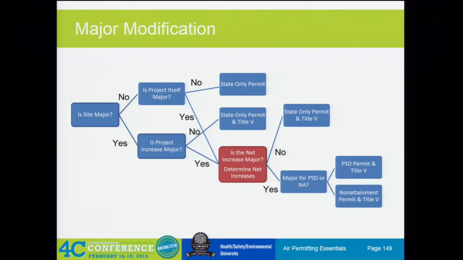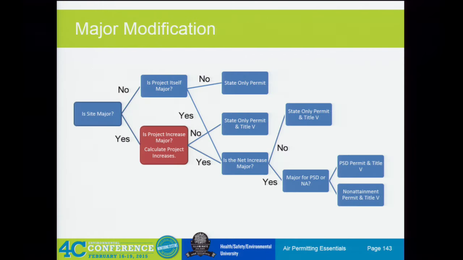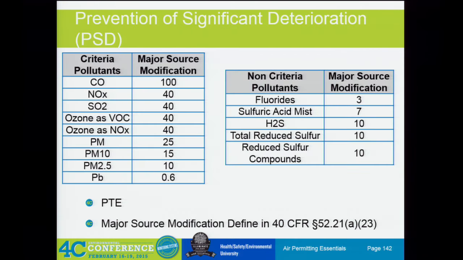Whereas PSD, let's make sure I found the right one. So for PSD, our major source modification, so our project modification levels, are going to be this table, as well as our contemporaneous window is going to have the same modification levels. With the non-attainment permits, because it's the states operating the plans, you might have a lower project modification threshold and a higher contemporaneous window modification level. So in Houston, our first level is 5 tons for the project, and then it's 25 tons for the net contemporaneous window.